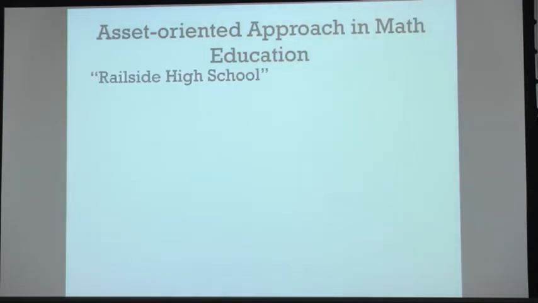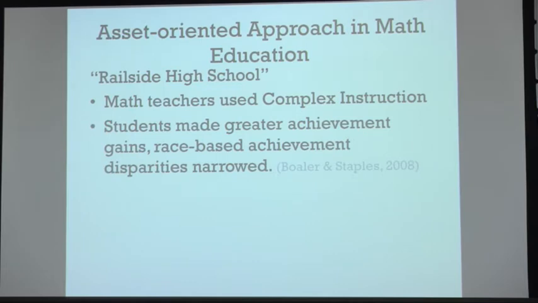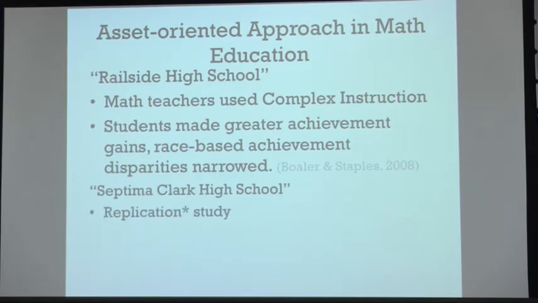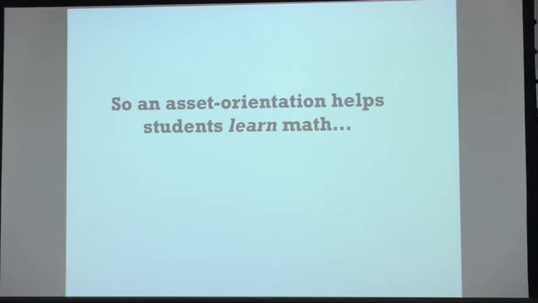So what has been documented about this approach? Well, at Railside High School, where math teachers use complex instruction, it was documented that compared to students in other forms of instruction, the students made greater achievement gains and that race-based achievement disparities narrowed. I did a replication, asterisk, parentheses, study, trying to bring complex instruction to schools in Seattle when I was at University of Washington, and we got the same results. We found that students made greater achievement gains and that race-based achievement disparities narrowed as teachers got more proficient with this pedagogy. So I personally am persuaded that an asset orientation helps students learn mathematics.